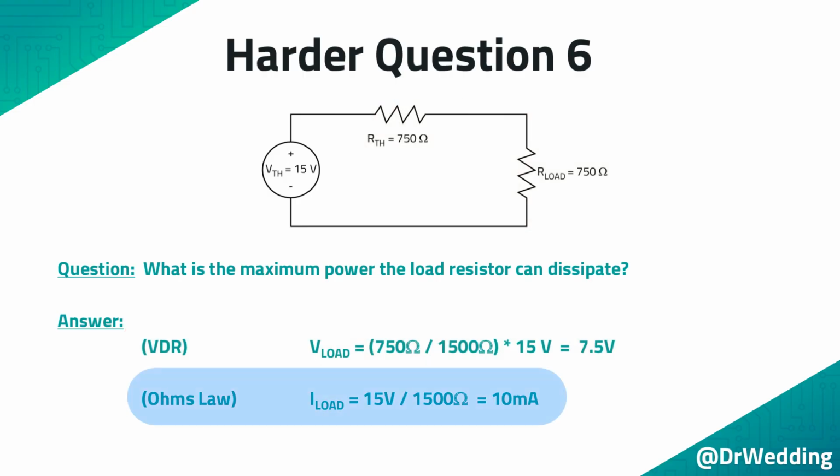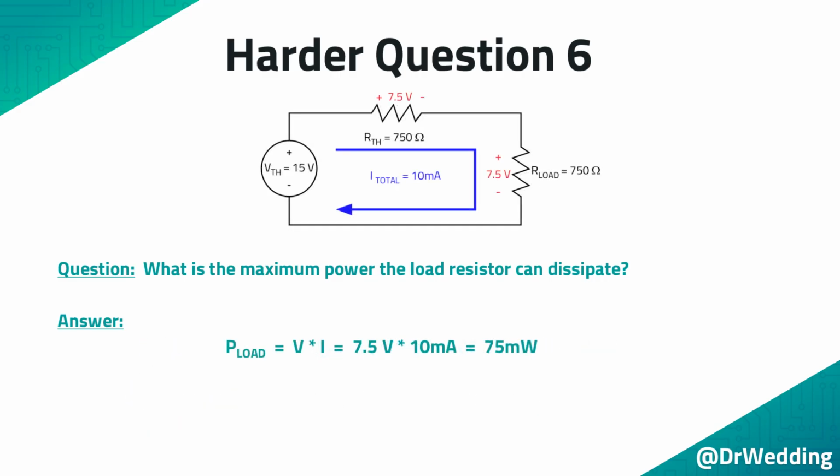The current through the load can easily be found using Ohm's law. And once you know the voltage across the load and the current through the load, you can find the power dissipated by the load is 75 milliwatts. In this question, the instructor did not directly ask for the resistance, but you needed to know what it was in order to get the voltage, current, and the power.